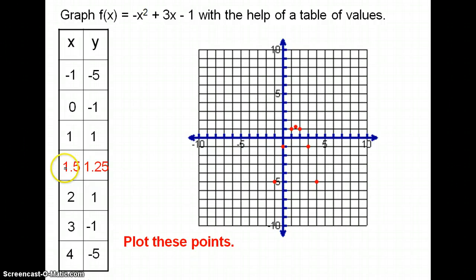Now, if we had just plotted this point, so this top one up here, which is what I would typically do, then I would say, well, I know that the axis of symmetry is this dotted line. So I could answer that question.